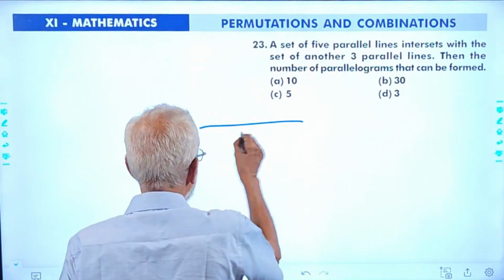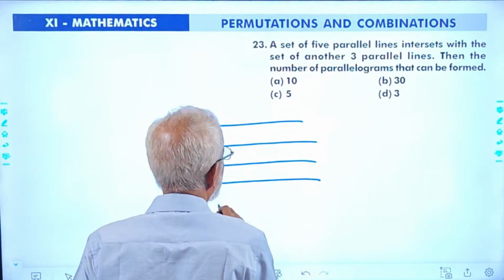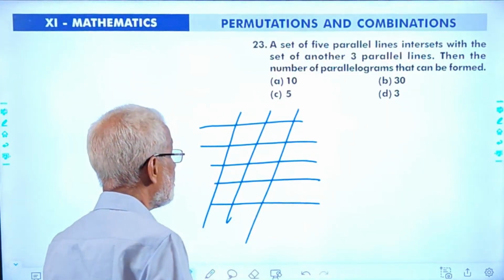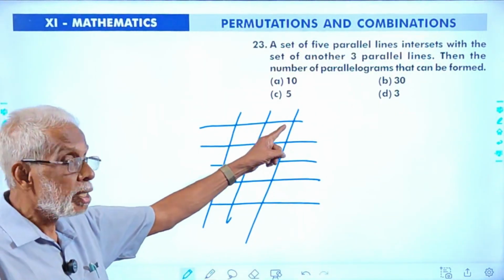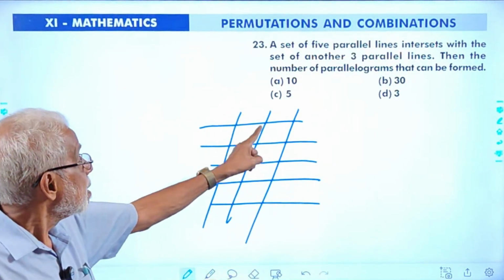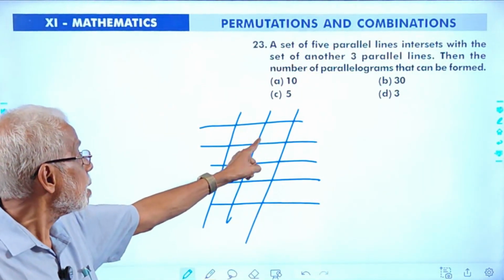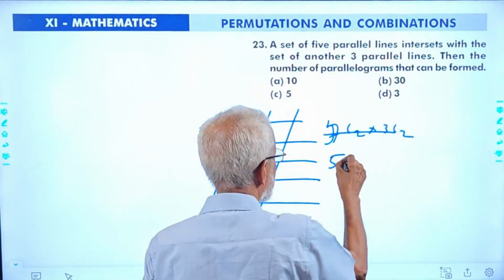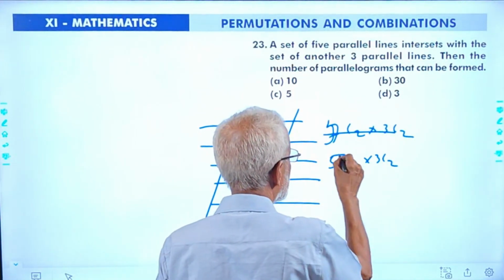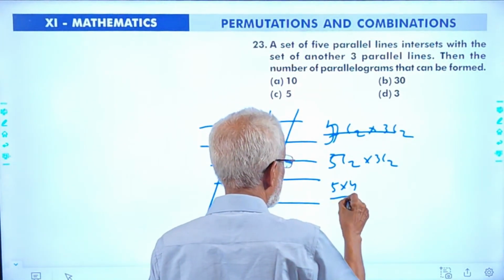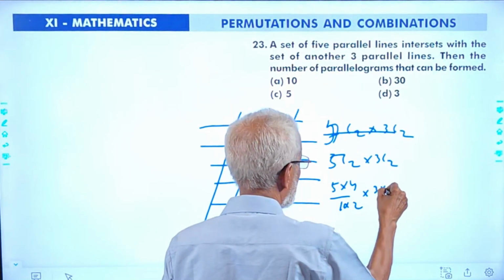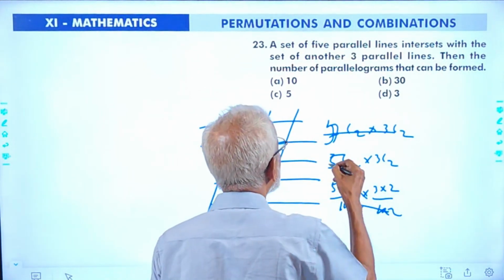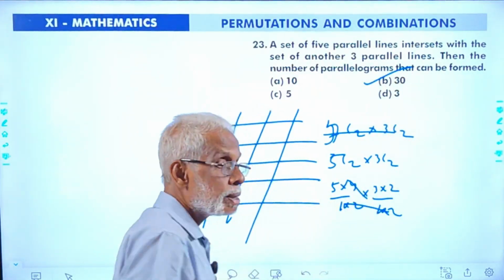A set of 5 parallels, 1, 2, 3, 4, 5, intersects with another set of 3 parallels. A parallelogram is obtained if we select 2 lines from the 5 lines and another 2 lines from the 3 lines. That can be done in 5C2 into 3C2 ways. 5C2 is 5 into 4 by 1 into 2. 3C2 is 3 into 2 by 1 into 2. The answer is 30.